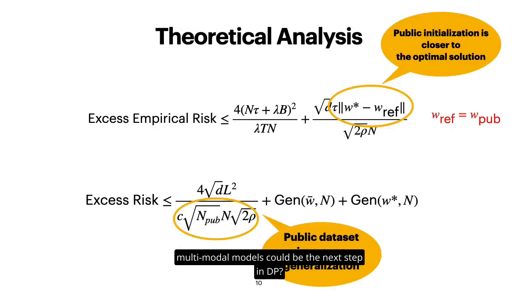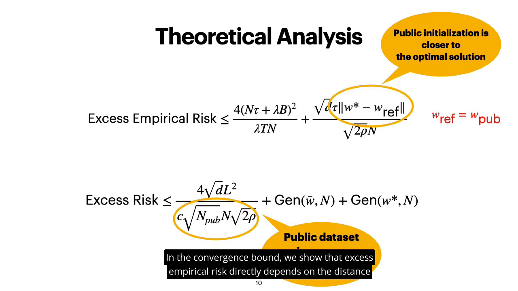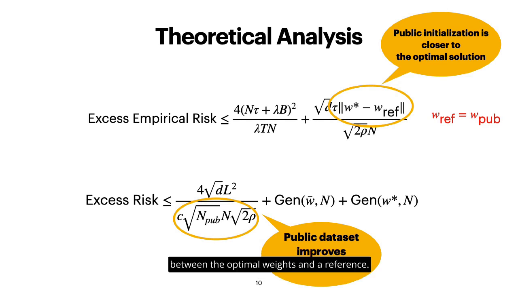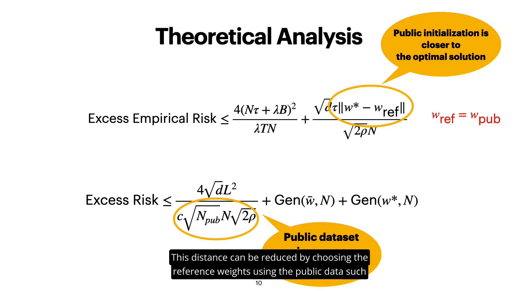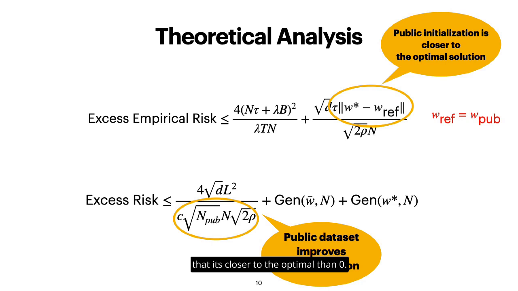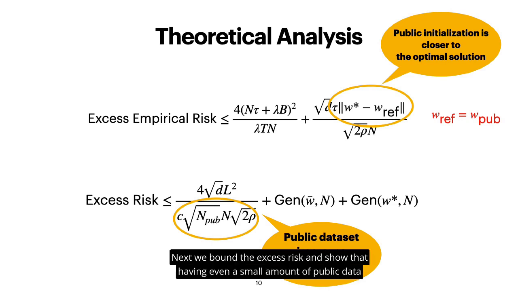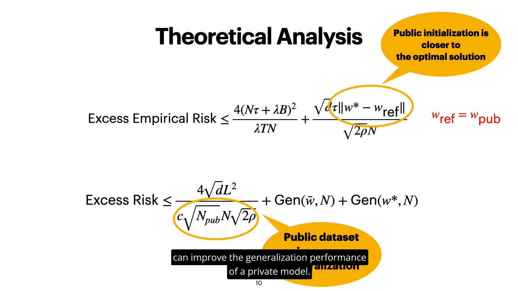Finally, we perform a theoretical analysis of a modified variant of the algorithm. In the convergence bound, we show that the excess empirical risk depends on the distance between the optimal weights and the reference. This distance can be reduced by choosing the reference weights using the public data such that it is closer to the optimal than zero. Next, we bound the excess risk and show that having even a smaller amount of public data can improve the generalization performance of the private model.